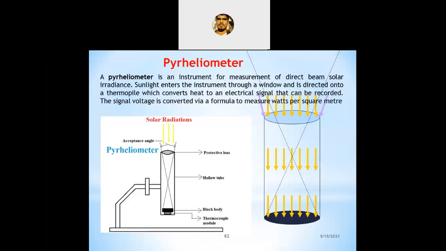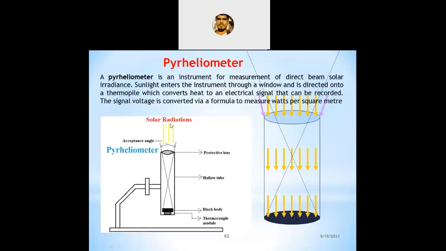In the picture in the slide, you can see a pyranometer device. The Angstrom compensation pyranometer is the first important and commonly used device. In this pyranometer, there is a thin blackened magnesium strip. Here it is a black body. Below that black body, there is a thermocouple, a stand, a hollow tube, and a protective lens, which are placed there.